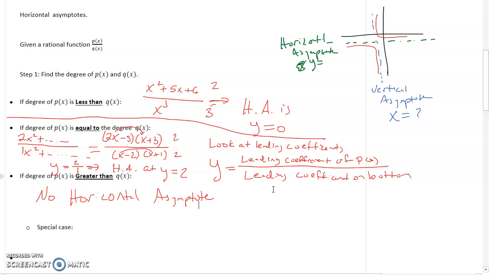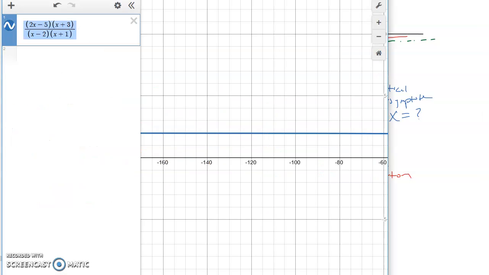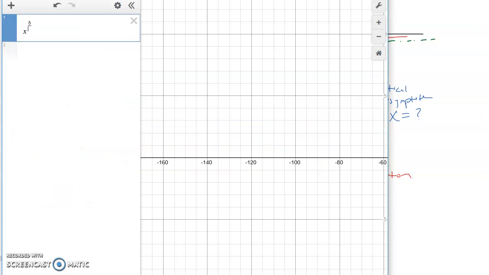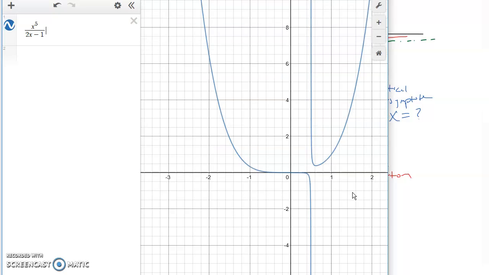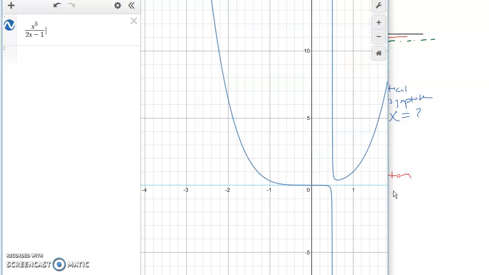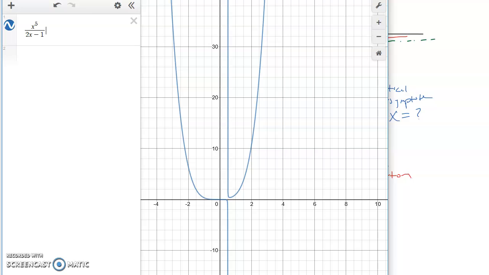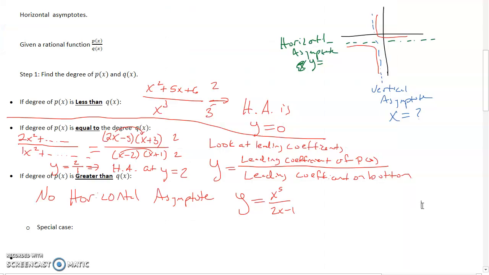Let me give you an example of this one. Something like this. y is equal to, let's say, x to the 5th over 2x minus 1. If I type that in, and if I look at that graph, let me fix these scales a little bit. Look at what's happening. You see these are just going crazy on the edges. As this goes up, these are going up forever. So that does not have a horizontal asymptote at all, right? These are just shooting up to infinity.